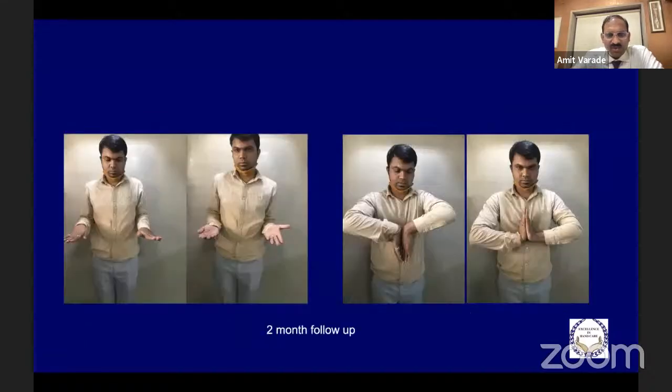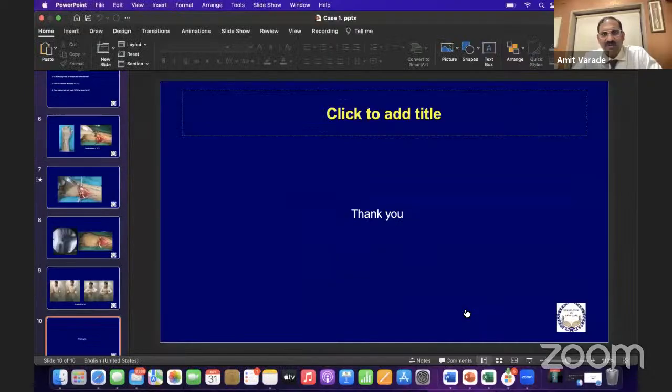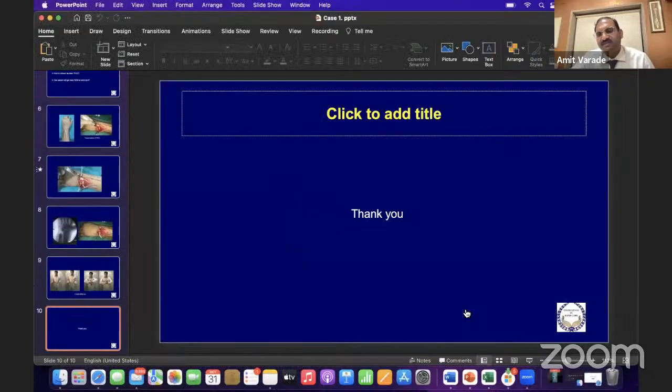And this is the 2-month follow-up. He got reasonably good range of movement except the terminal 10 degrees of supination. Thank you. This was the third case.